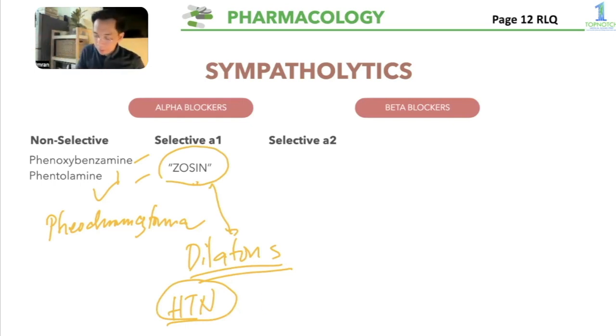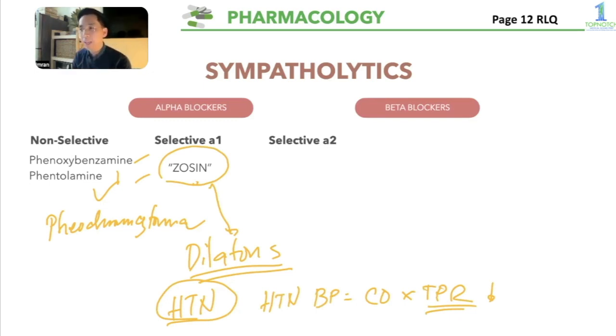Kasi di ba if you remember your high blood pressure, your BP, di ba, is equivalent to your cardiac output times your total peripheral resistance. And ito, pag bumababa to by vasodilating the blood vessels. So important sila doon, no? Terazosin. Yan. Nakikita ko tong mga to minsan kapag patients na very resistant hypertension, no, ina-add namin dun sa medications nila.